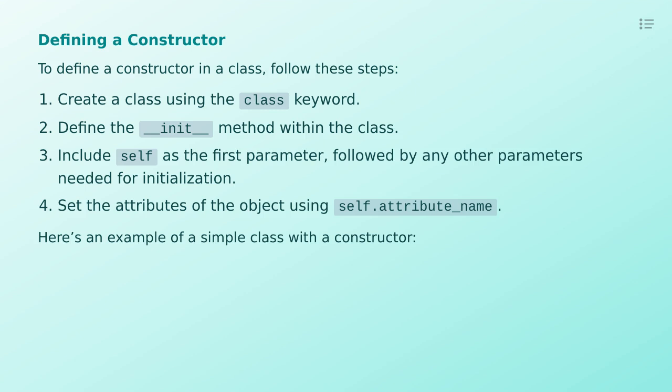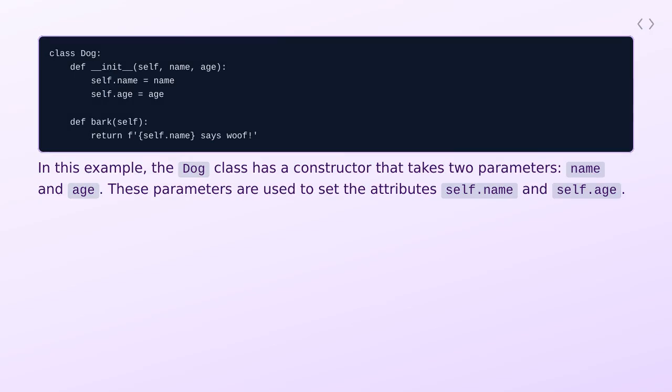Here's an example of a simple class with a constructor. Walk through the function definition shown in the code example. In this example, the dog class has a constructor that takes two parameters, name and age. These parameters are used to set the attributes self.name and self.age.